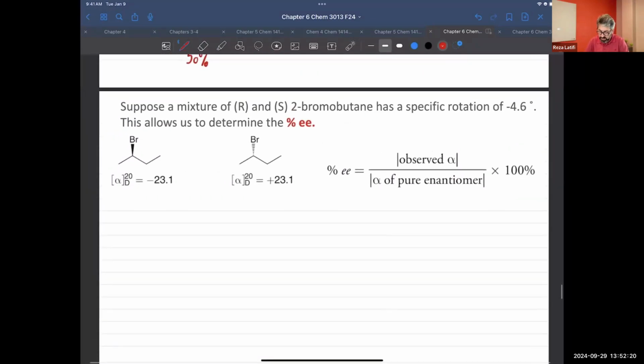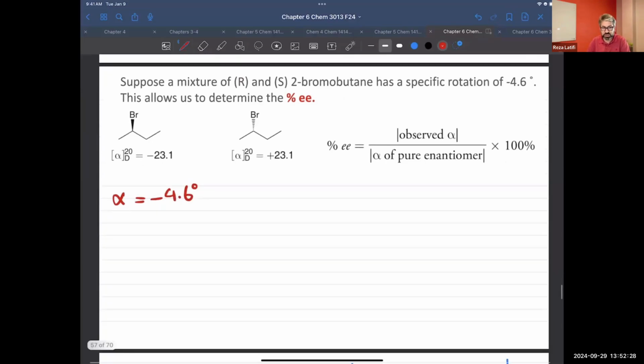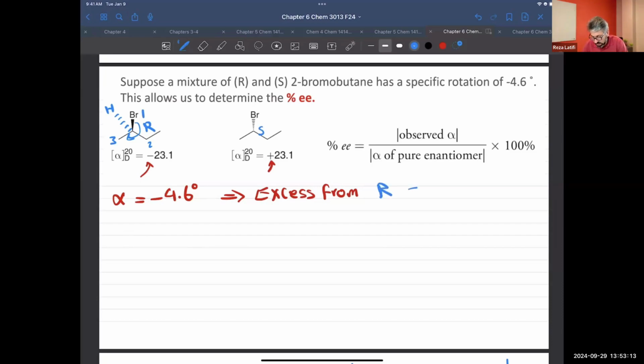Another example. In this example, they gave you alpha is minus 4.6 degree. And now, because it's negative, that means we have excess from R or S. You're going to look at the sign. The one on the left is negative. This is going to be number 1, that's number 2, this one number 3. So the rotation will be clockwise, and hydrogen is at the back of the plane. So this is going to be R, and that one will be S. So I have excess from R because R is the negative one. So we have excess from the R enantiomer.